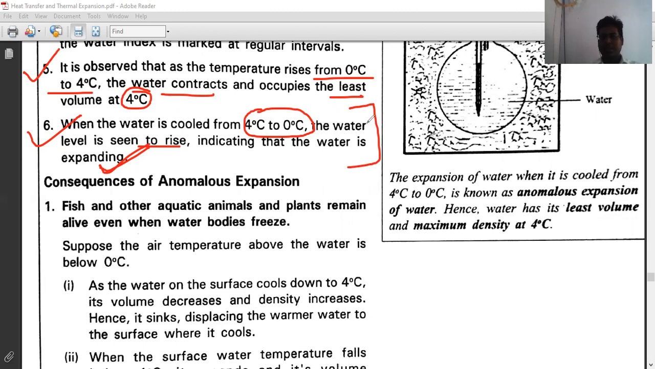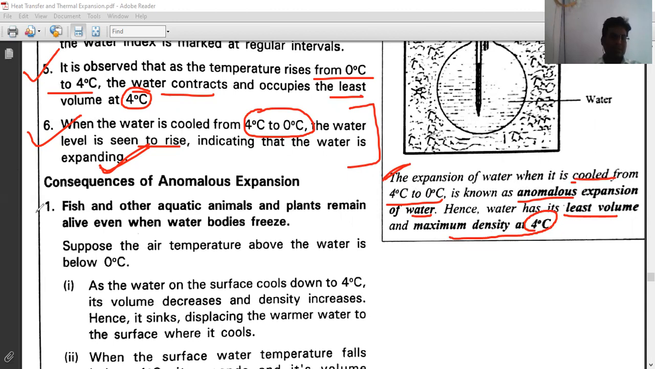So read this one point, or I will explain the next one also. The expansion of water when it is cooled from 4 degrees Celsius to 0 degrees Celsius is called anomalous expansion of water. And water has its least volume and maximum density at 4 degrees Celsius, right?